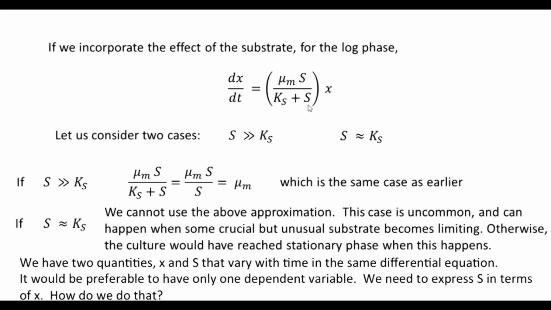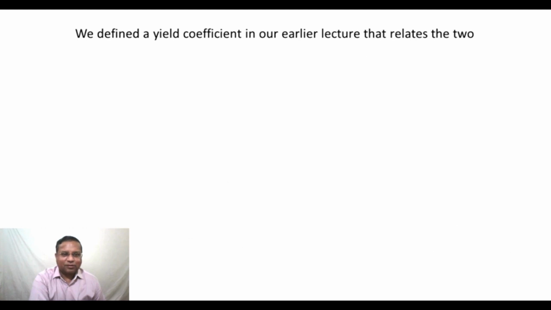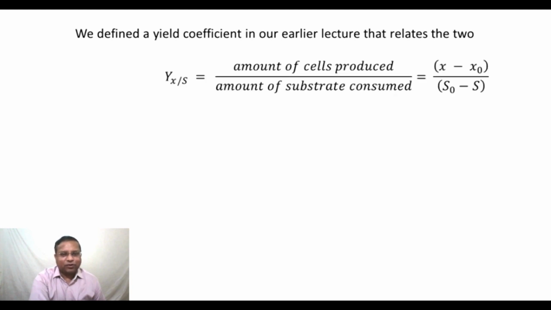Some thoughts on that? Something related to some concepts that we have seen earlier in the course in module 2? Yes, we could use what we defined as a yield coefficient in the earlier module, that relates the cell concentration and the substrate concentration. We know that Yx/s, yield of cells with respect to substrate, is nothing but the amount of cells produced by the amount of substrate consumed.